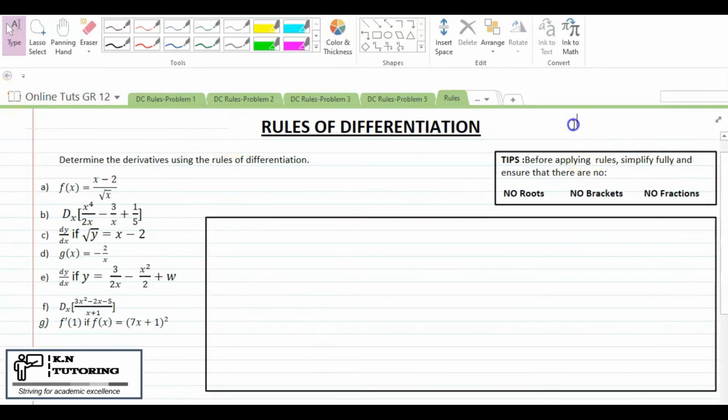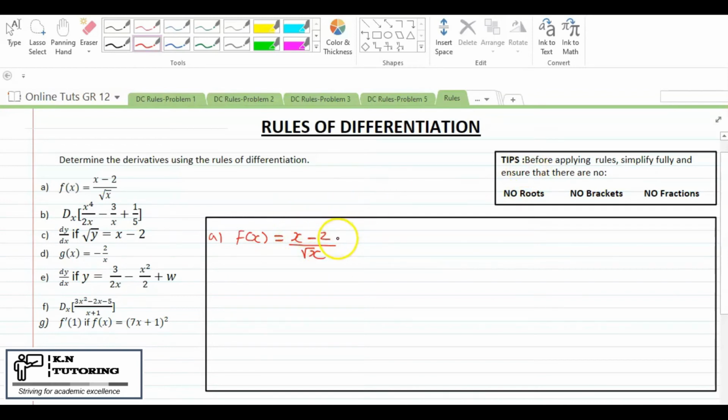Okay, so looking at the tips first, or let's look at the question. It says determine the derivatives using the rules of differentiation. I'm going to do the first one. It says f of x equals x minus 2 over the square root of x. Now let's look at these tips quickly because they are very important. As you can see, this problem is a bit complicated.